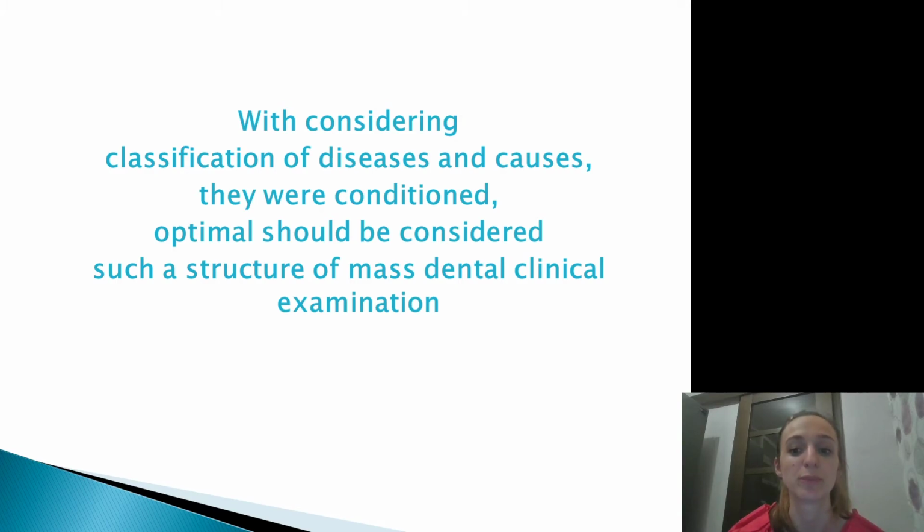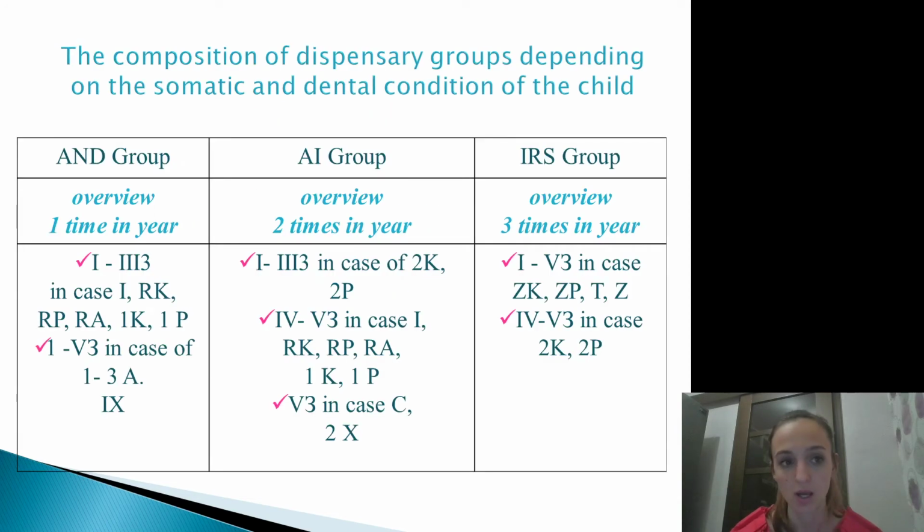Optimal should be considered such a structure of mass dental clinical examination. The composition of dispensary groups depends on the somatic and dental condition of the child. And different groups overview: the first group is examined 1 time a year, the second 2 times, and other groups 3 times in a year, sometimes more.